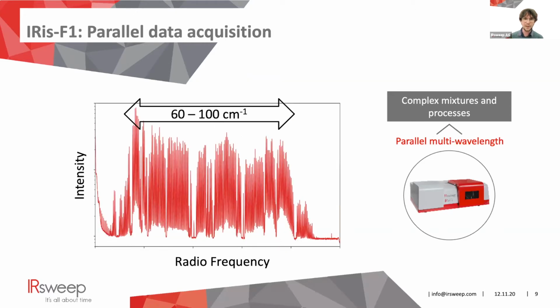And last but not least, the frequency comb emits over 60 to 100 wave numbers. So you have all this optical information in parallel. And this makes it very similar to an FTIR in terms of how you actually acquire your spectrum.